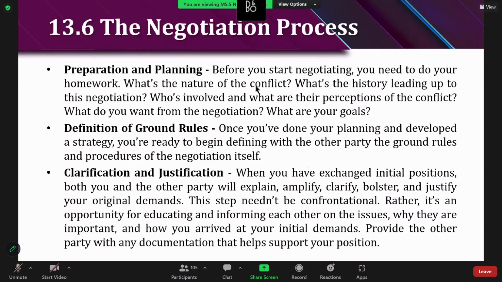Rather, it's an opportunity for educating and informing each other on the issue, why they are important, and how you arrived at your initial demands. Provide the other party with documentation. So, if you are saying something and if you are demanding something, you have to provide the documentation. And if you are justifying the demand, you have to provide the documentation for those justifications.